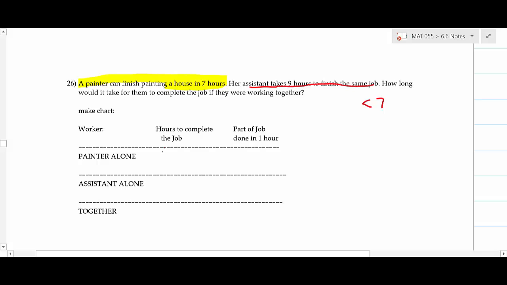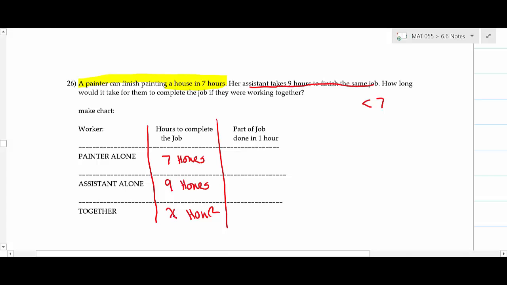So what we're going to do is fill in a couple of things to start with. So the painter alone, we're going to make just a chart on this. Okay, that's a given. That takes seven hours. Okay, the assistant working alone takes 9 hours. Together, we have no clue. So that's going to be our variable. That's going to be your X right there. Okay, that's X or whatever variable you want to call that.